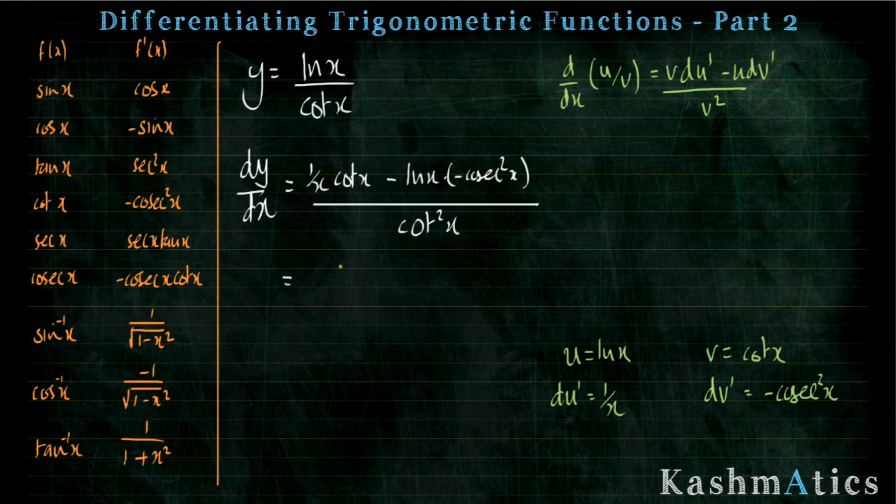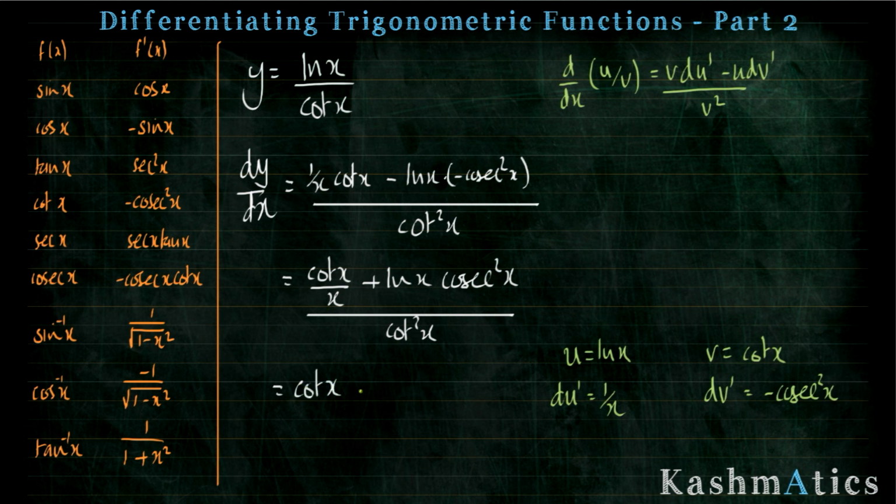Okay, so let's tidy all of that up. So the top term becomes cot x over x plus, because I've got two minuses here, ln x cosec squared x, all divided by cot squared x. And that looks a bit horrible, so what I'd probably do is multiply the top and the bottom by x. So that would cancel out the x from this term, so that would give me cot x plus x ln x cosec squared x, all divided by x cot squared x.